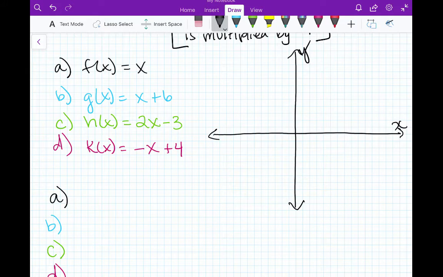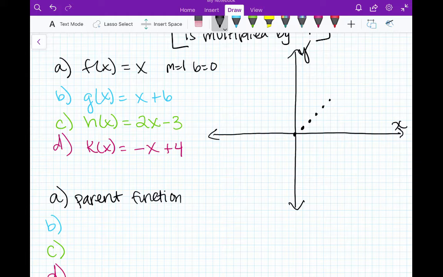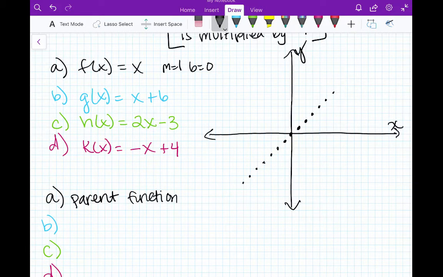The first function we have is f of x. And f of x equals x is called the parent function. This is where all linear functions get their start. The slope of f of x equals x is 1, and the y-intercept is 0. So I'm going to graph that on the coordinate plane, starting at 0, moving up 1 over 1. I can also move down 1 over 1. Always making sure that my slope is going in the right direction. That is a positive slope.